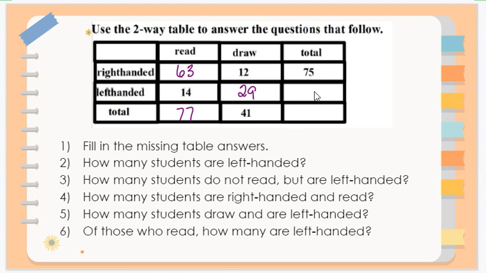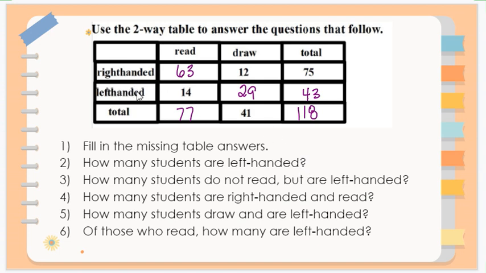Now I can find my total over here. I need to add my left-handed students to get this total. This total represents the total number of left-handed kids. So 14 plus 29, and that gives me 43. And now I'm just missing the total in the bottom right-hand corner. We can find that 2 ways. We can find it by adding 75 plus 43, and that equals 118. And I can also find it by adding my row, 77 plus 41, and I just want to do that to check, and that also equals 118, so I know I'm correct.